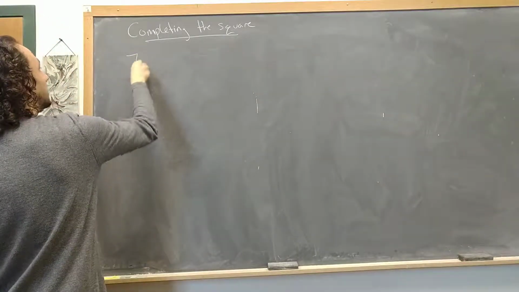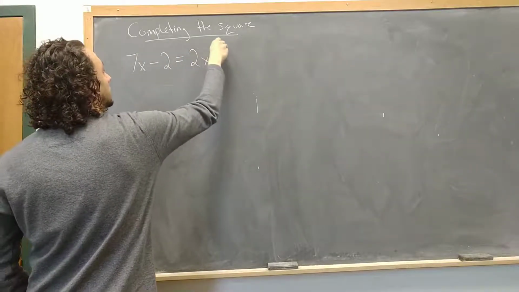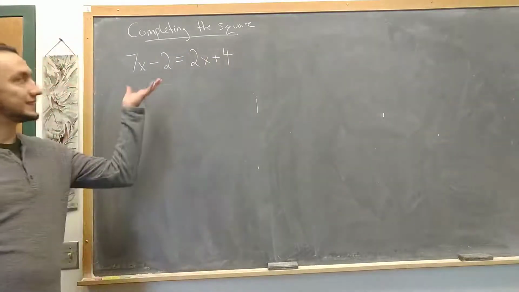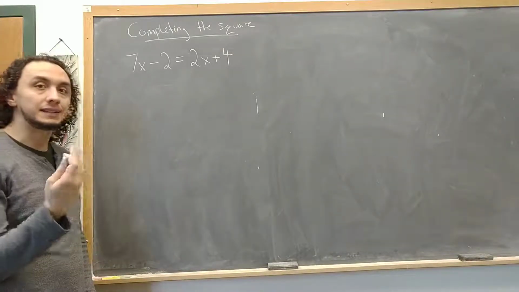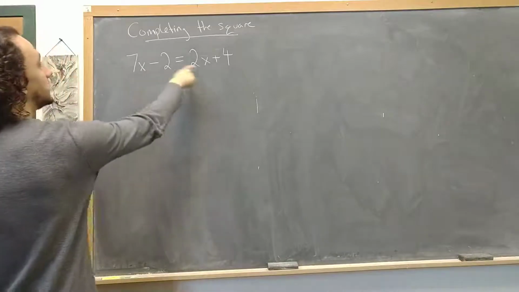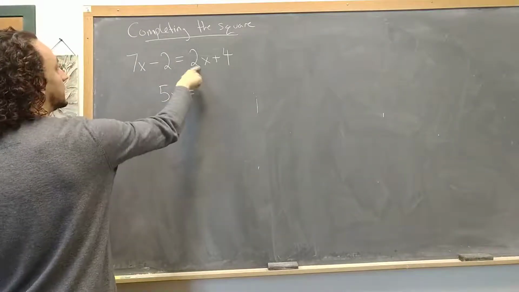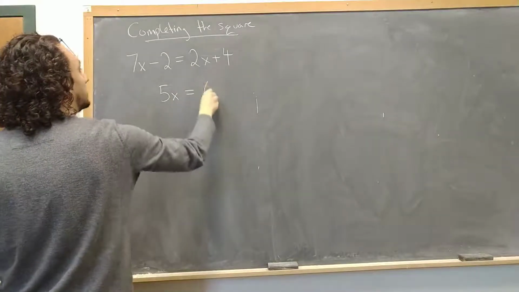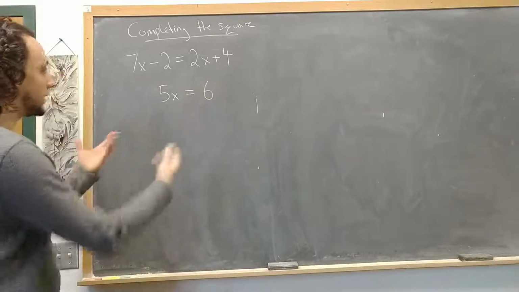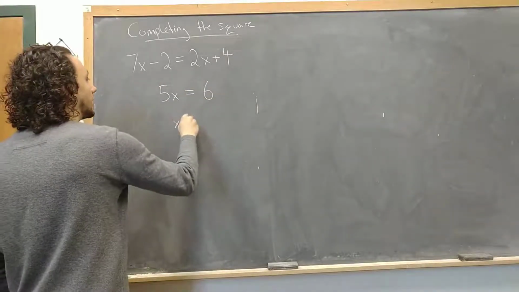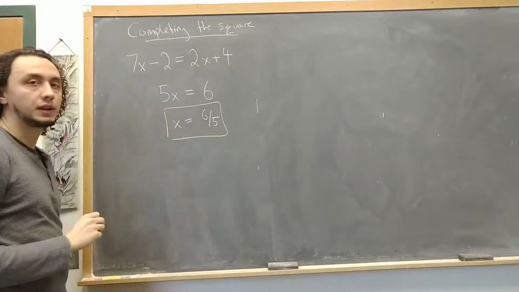So let's take an example, say 7x minus 2 equals 2x plus 4. This is known as a linear equation, and the technique for solving an equation like this is isolating the variable. So here we'll go 7x minus 2x equals 5x, whereas 4 plus 2 equals 6. So I've subtracted 2x and added 2 to both sides to keep this an equation, and now I get x equals 6 over 5, my solution.